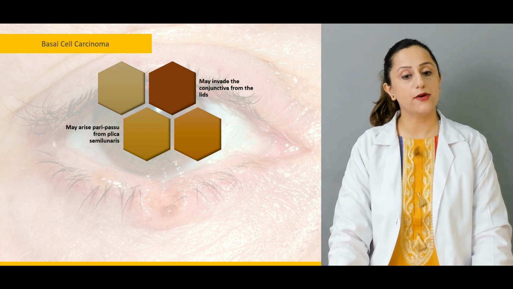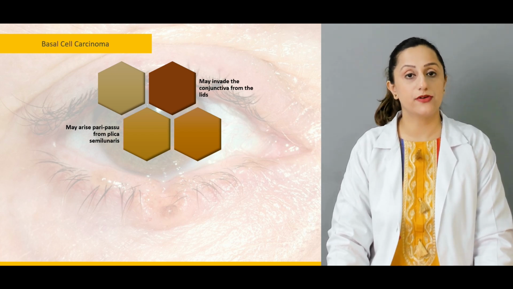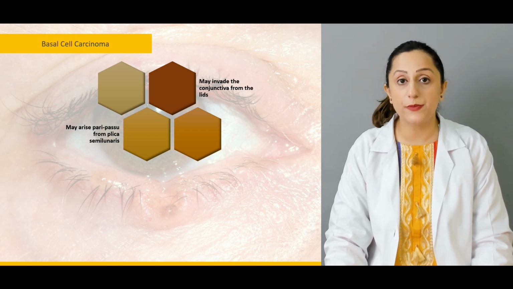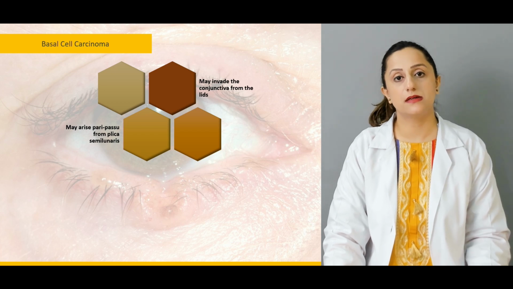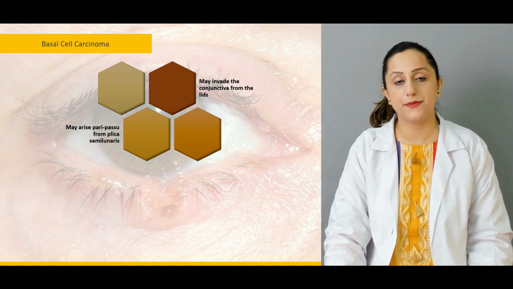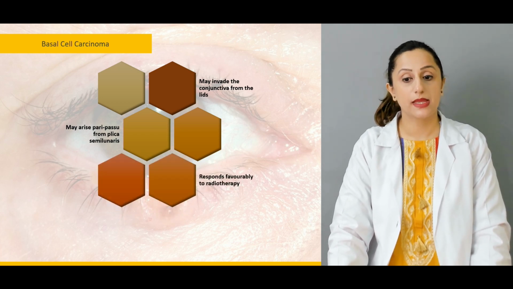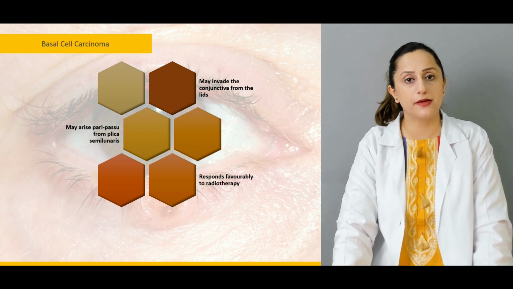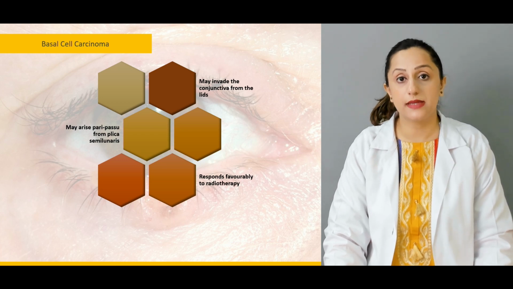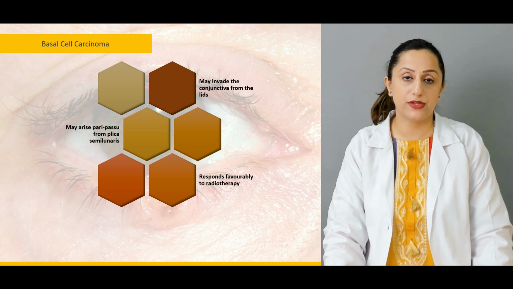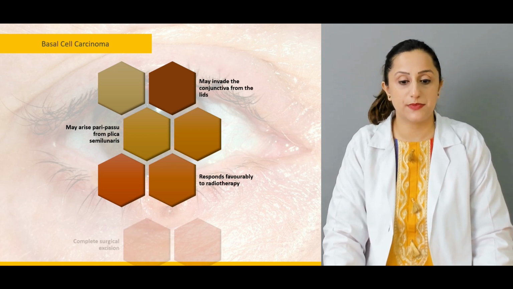It may arise pari passu from the plica semilunaris. So plica semilunaris, as we all know, is basically the semilunar membrane at the medial canthus. And if it is the basal cell carcinoma of the plica semilunaris, it can even invade the conjunctiva in a lot of conditions. It responds favorably to radiotherapy. So after there is a surgical excision, we can couple up the therapy with the topical chemotherapeutic drugs as well as radiotherapy in these patients.